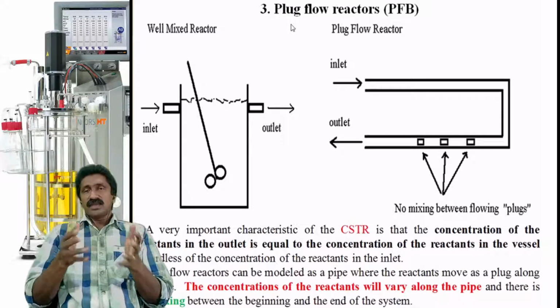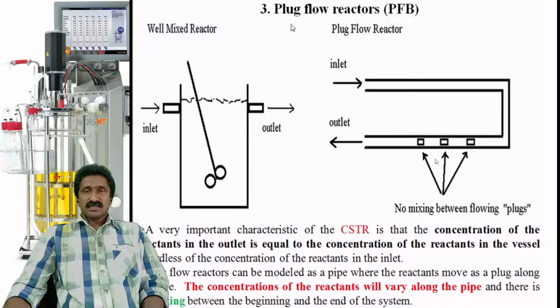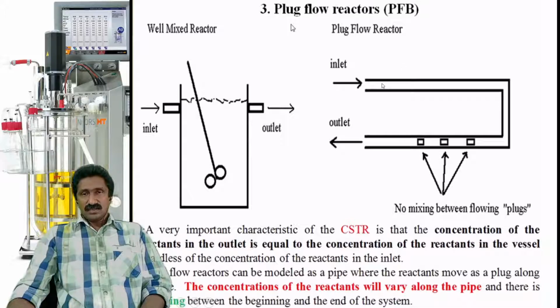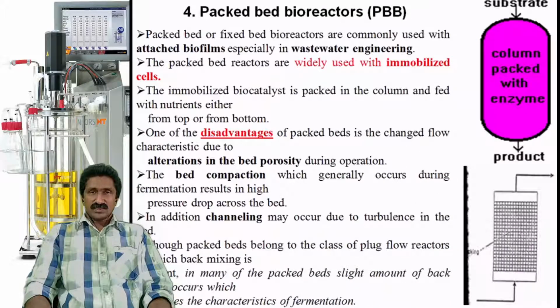Each plug will have a high concentration of the reactants, whereas in between this region, there will not be any such high concentration. So that can be taken out. The outlet contains a different concentration than that of the inside of the tube. So that's about the plug flow reactors.